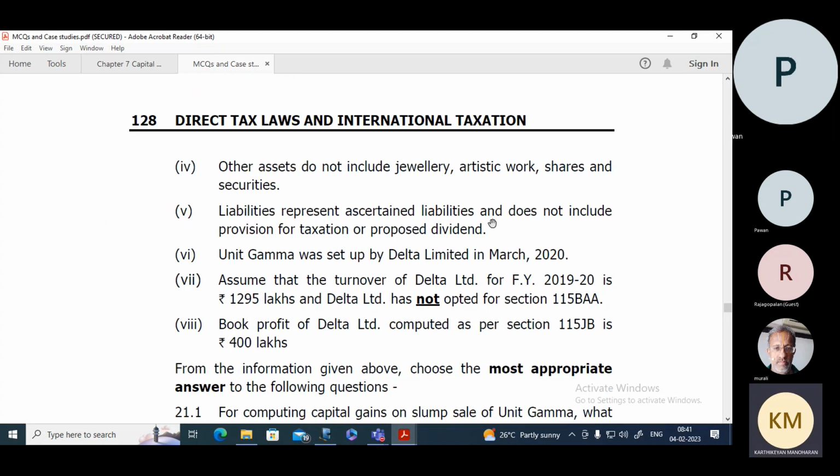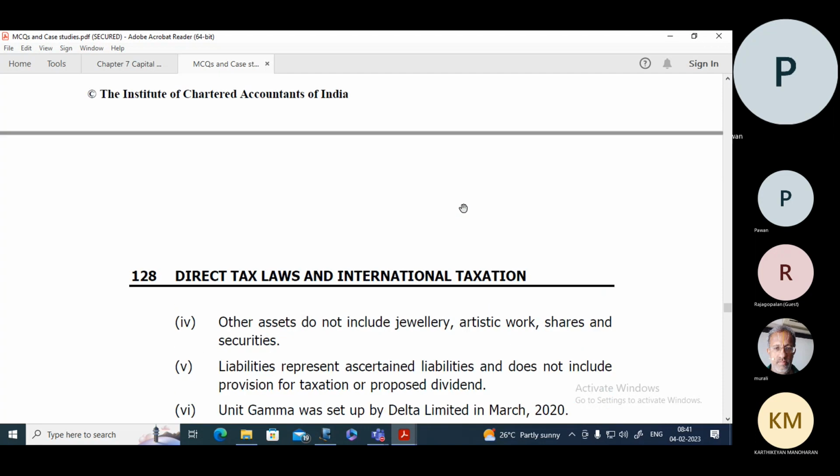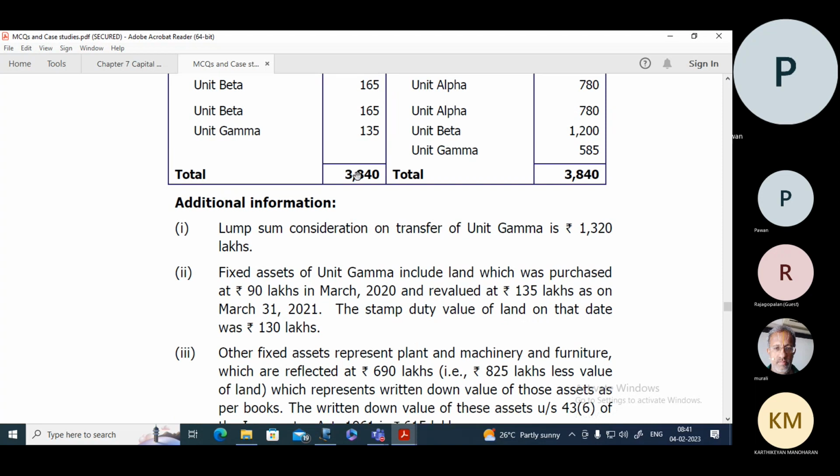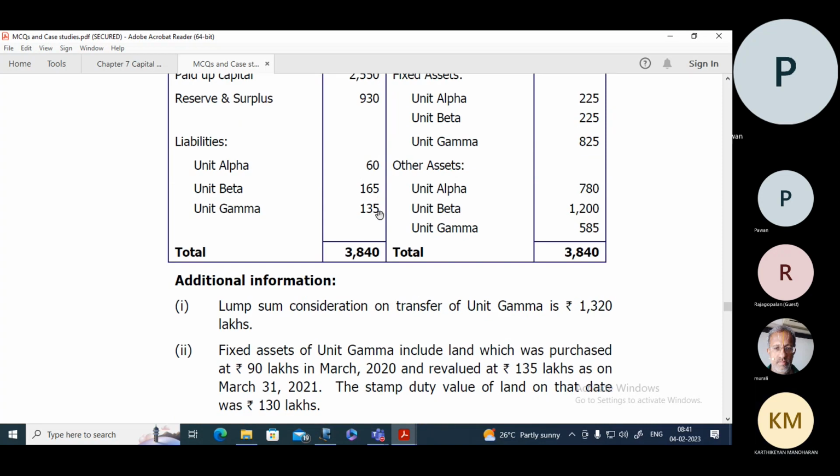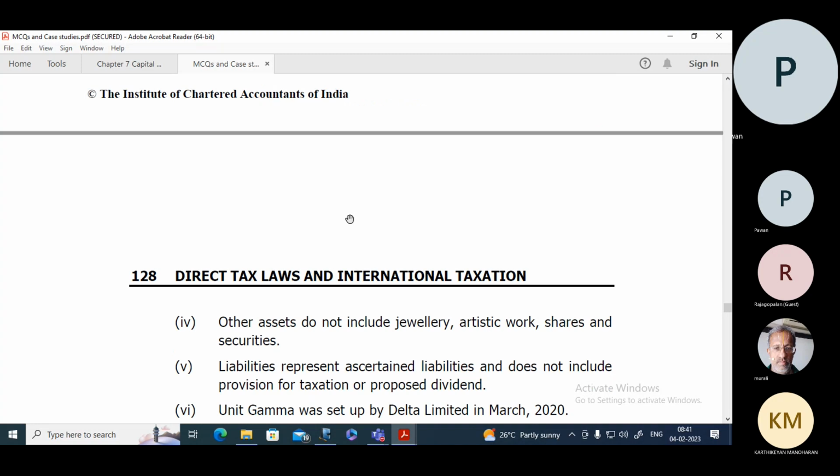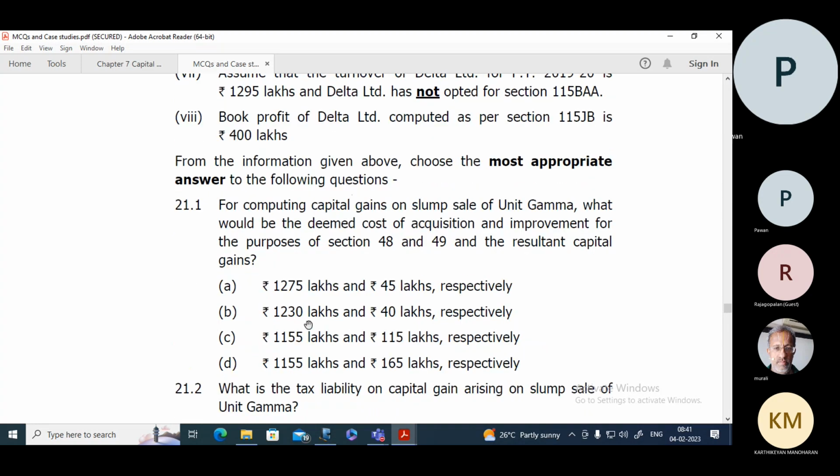The liabilities do not include, yeah, no, sir. Total 1,290. The liabilities represent nothing but the proposed dividend and proposed taxation that you have. It is 135. When you deduct, how much is it that you find coming up? 1155. 1155 is correct, but what is the resultant capital gain is what they are asking.